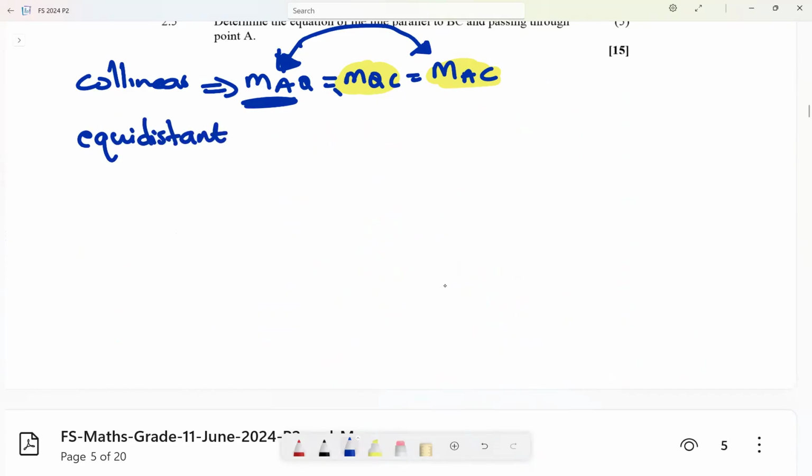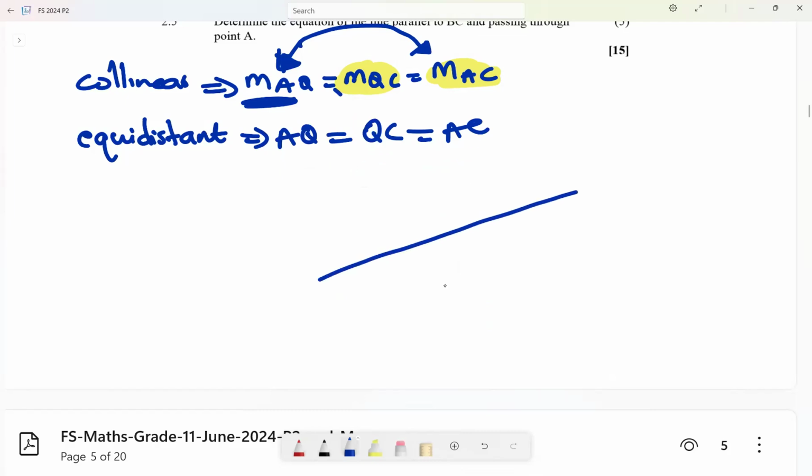Equidistant. So for equidistance, you are saying the length of AQ is equal to the length of QC is equal to the length of AC. If you are having this physically, so that you understand, this should be a midpoint. And this, let's say, A, B. This is what we mean by equidistant.